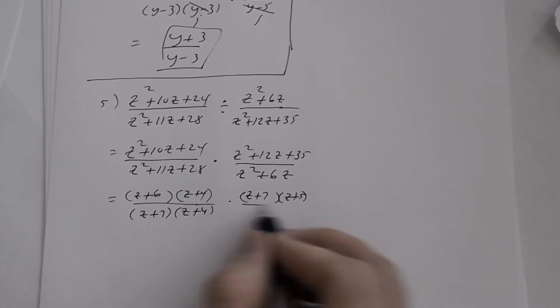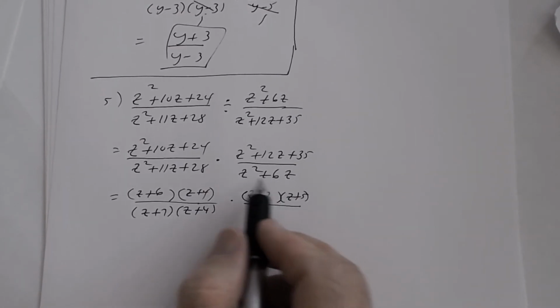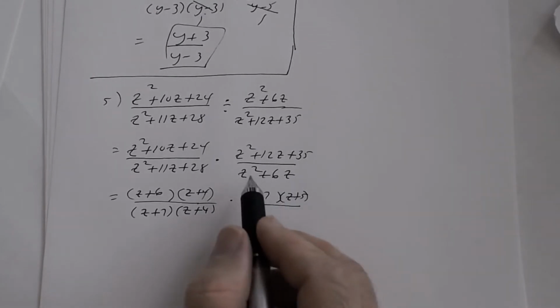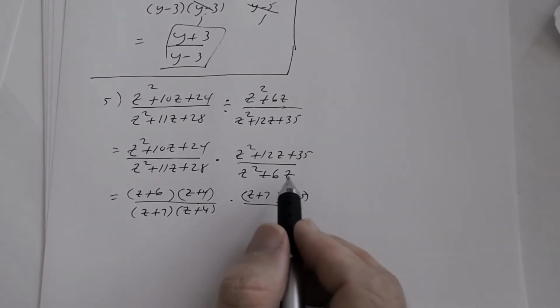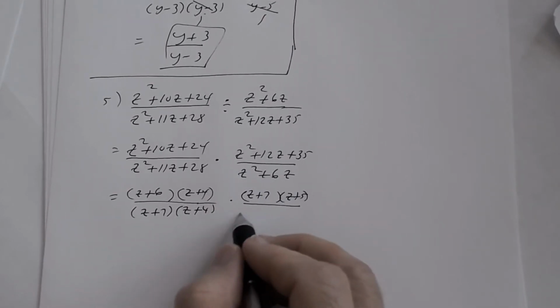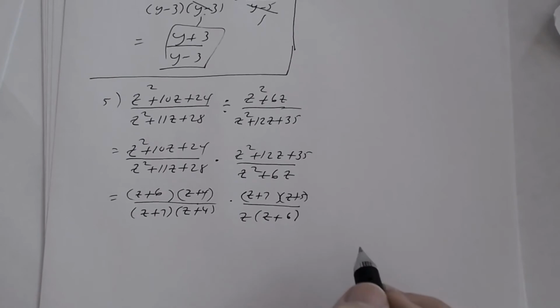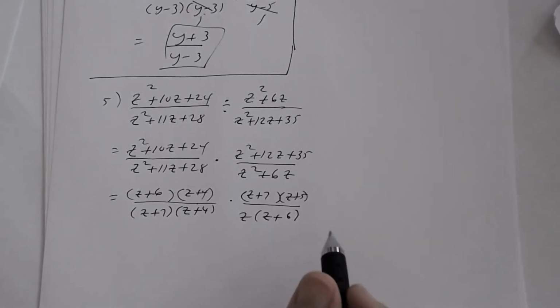Okay, and the denominator, now be careful, many students get confused with it. They want to do those two binomials. That's not, first of all, that's not a trinomial to begin with. And notice I can factor out a z. So that's z times z plus 6, right? Okay, so now let's factor.